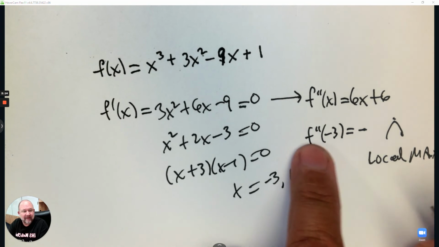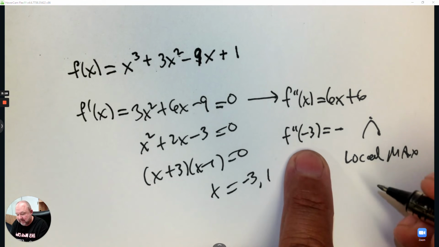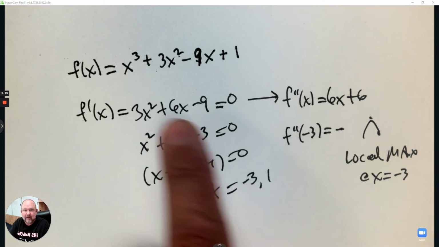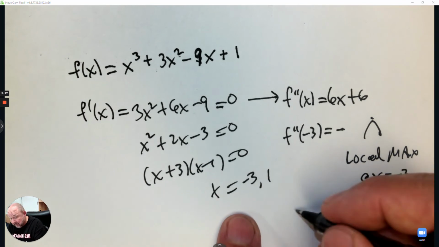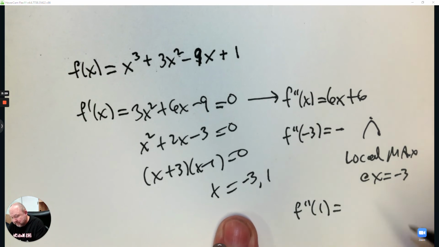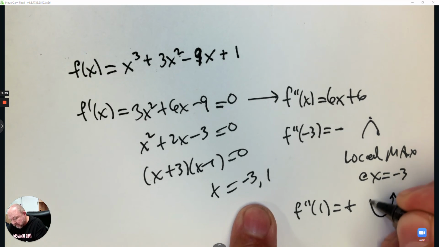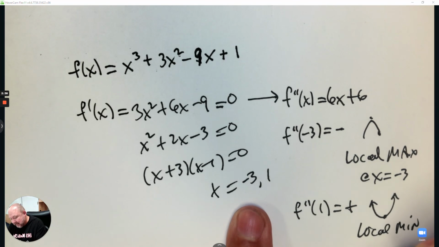I'm not in the mood, but if I needed to, on the quiz I think it only says the x value. So then you could just say that. So at x equals negative 3 is a maximum. You'd have to plug it back into the function to find the y coordinate. Then the other one, which is 1, plug that into the second derivative. You can see the answer is positive. That's concave up, which means it's a local minimum at x equals 1.